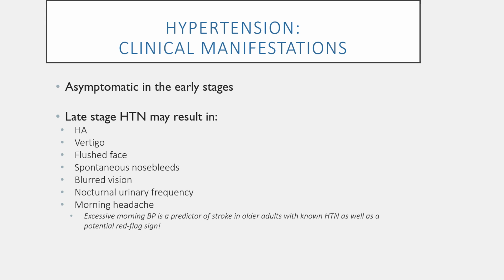brain blood vessels; vertigo, which is dizziness or a spinning sensation from compromised blood flow to the brain; a flushed face, which is redness or facial flushing due to increased blood flow or blood vessel dilation; spontaneous nosebleeds due to fragile blood vessels in the nose, which may rupture; blurred vision from changes in the blood flow to the eyes or retinal blood vessel damage.